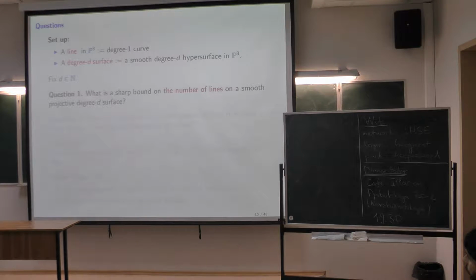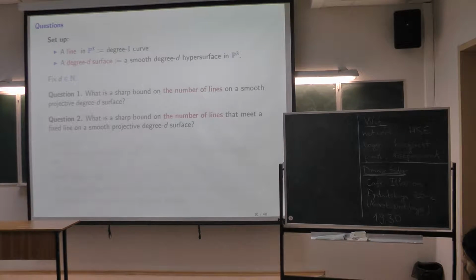And I have these two questions. The first one is what is the sharp bound on the number of lines? And the other one is what is the sharp bound on the number of lines meeting a fixed line? It's even simpler. I assume my surface of degree d contains a line, and I want to count the lines meeting this line. For degree 3, as I already showed, and everybody knows how to prove it, this is the thing you do with students. So you fix a line on the surface, and you want to count the lines that meet the line.